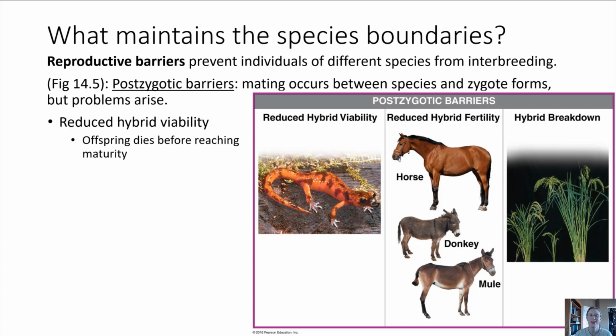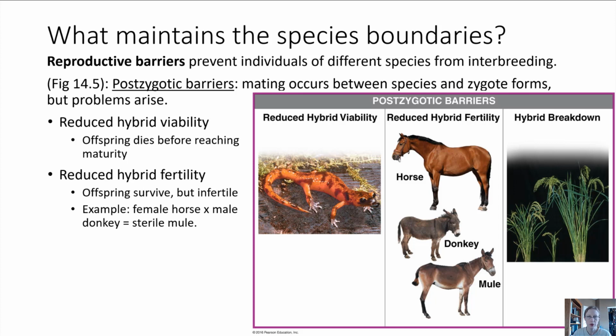In this case, we have our 2 species. They are capable of interbreeding. A zygote does form, and that offspring is called a hybrid. So it's a cross between 2 species. The hybrid forms, but then it's not able to reach adulthood, so it's not considered a viable hybrid. It might survive for a little while, but not all the way to the point of being able to reproduce itself. So it's reduced hybrid viability. This prevents this interspecies line from continuing on for very long.